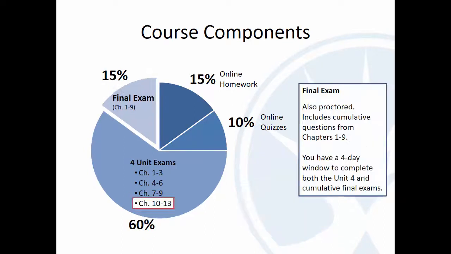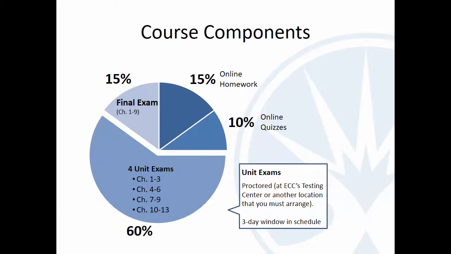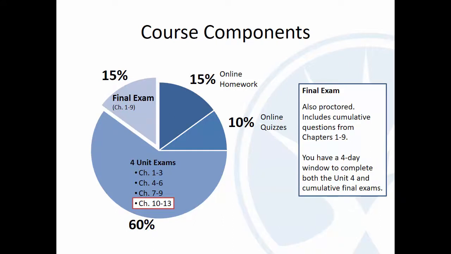I'm thinking ahead to the final. So for the final, this is cumulative, but it's a little confusing here. If we go back, we've got 4 unit exams. That last unit exam, chapter 10 through 13, is actually going to be during the last week of the semester. Kind of think of it as part of the final. So then the cumulative final is actually only going to be chapters 1 through 9. And that one you're going to have a 4-day window. That one is going to be Monday through Thursday, that last week of the semester. That's like our finals week.